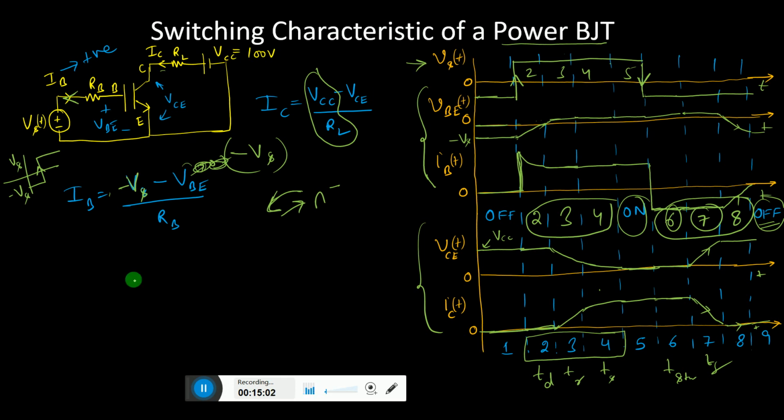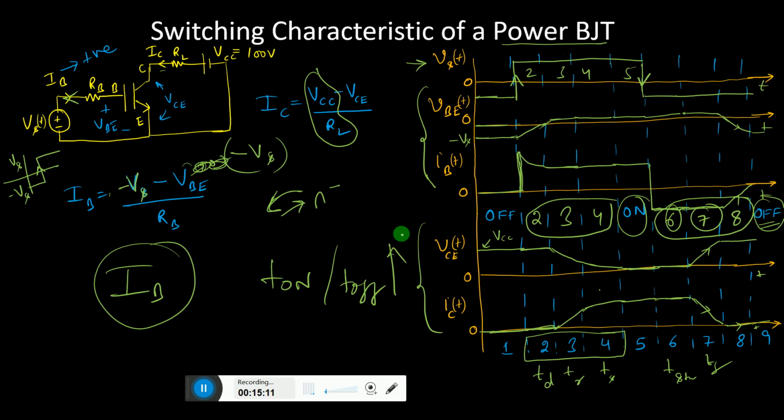But in the power BJT, the condition is that IB needs to be there continuously, and the turn on time and turn off time are more compared to other switches. So IB needs to be there. This is the problem, and the good thing is that the on-state resistance is low, so the loss is low during the on time.